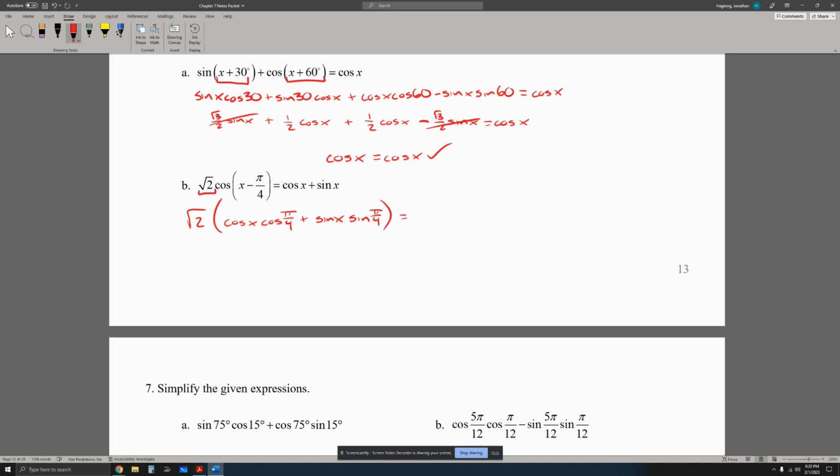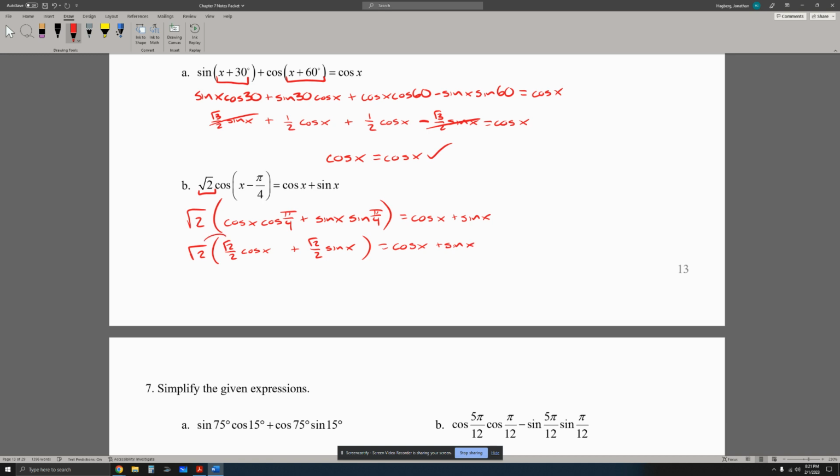Okay? And we want to verify that this is equal to cosine plus sine. So let's go ahead and evaluate what's in the parentheses. We have cosine of pi fourths is root 2 over 2, and then we have our cosine x. The sine of pi fourths is also root 2 over 2, and then we have our sine of x. And that's equal to the cosine x plus sine x.